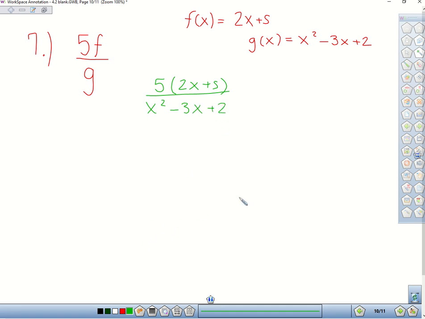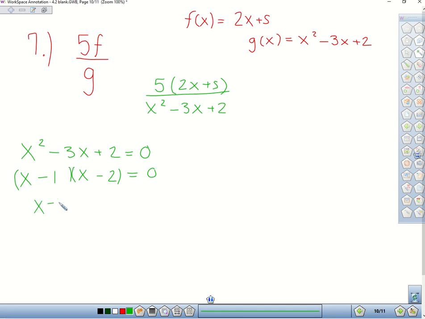So in this problem, you could simplify it, but we need to identify the domain first when you have a fraction. So we have to set our denominator equal to what? 0. So we're going to set our denominator equal to 0. And how would I solve for x when it looks like this? We have to factor it, right? So what are factors of positive 2 that add up to negative 3? Good, negative 1 and negative 2.